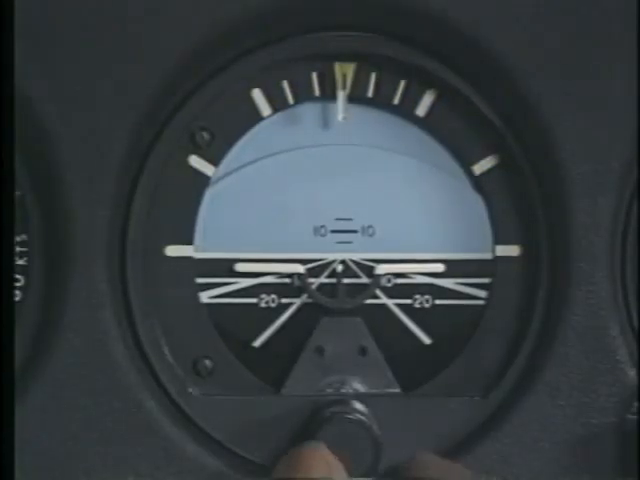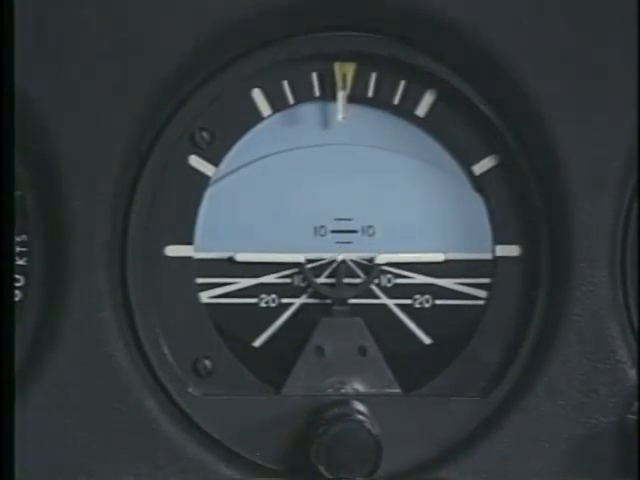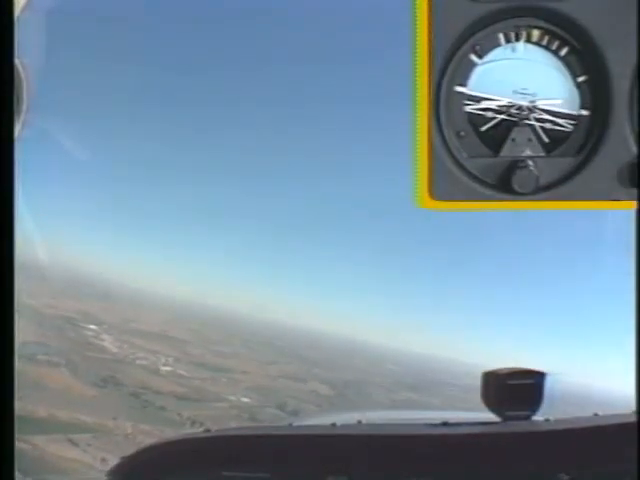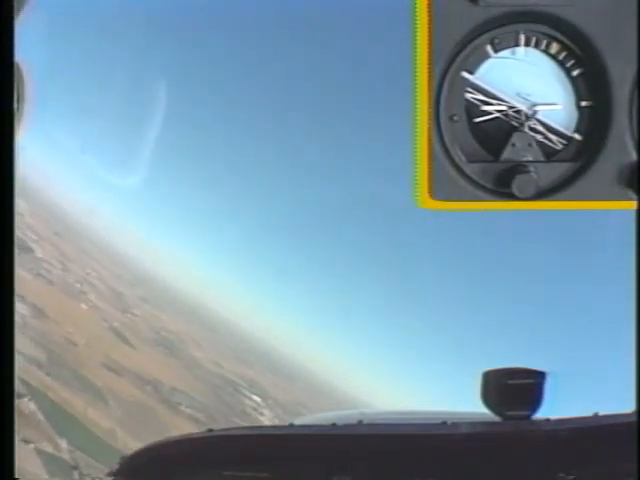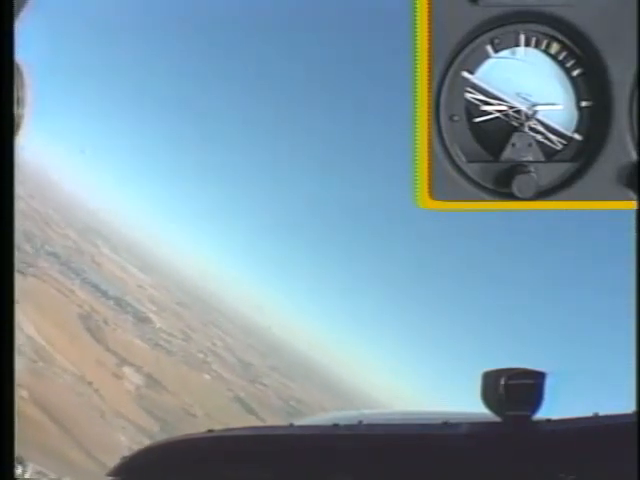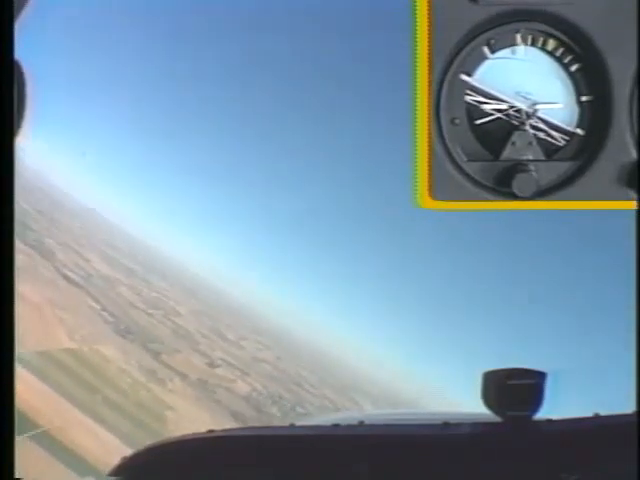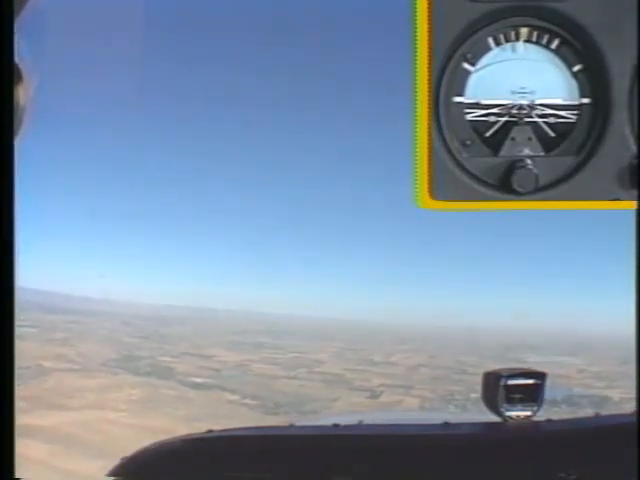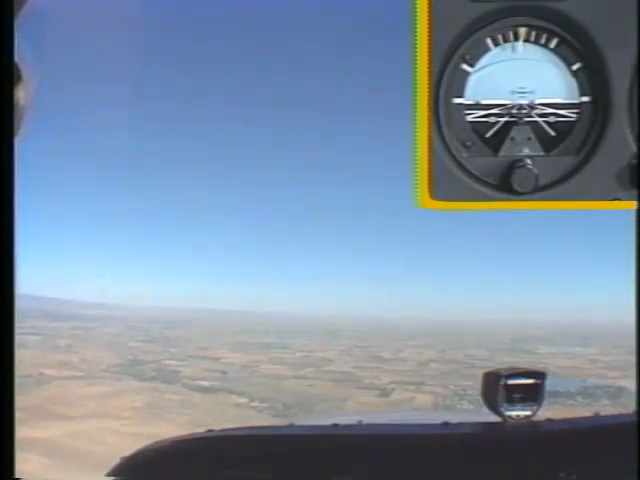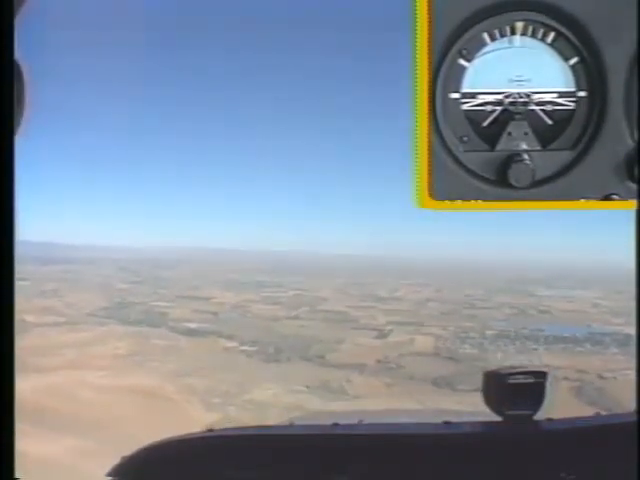An adjustment knob enables you to align the miniature airplane with the horizon bar before takeoff and during straight and level flight. As you enter a level left turn from straight and level flight, the attitude indicator will detect and display the change in bank. In this situation, you are maintaining 30 degrees of bank. As you roll back to wings level, the attitude indicator will give you the same indication as the actual horizon. When you enter a descent from straight and level by lowering the nose, the instrument again displays your position in relation to the actual horizon.